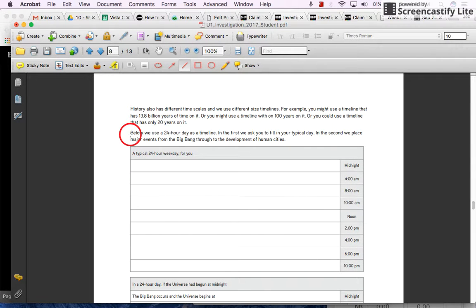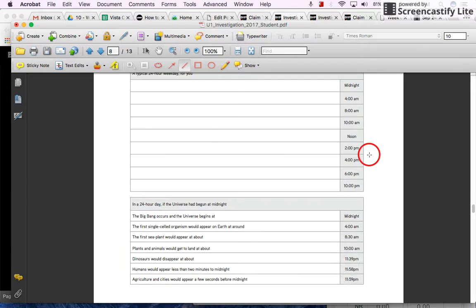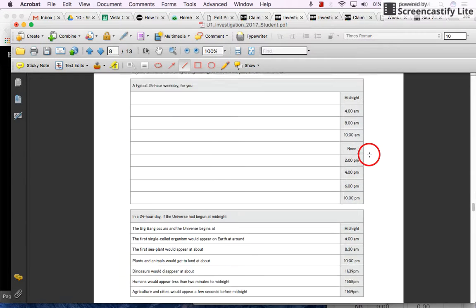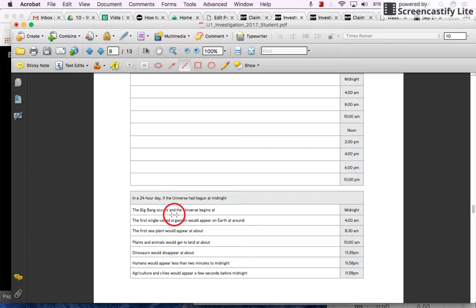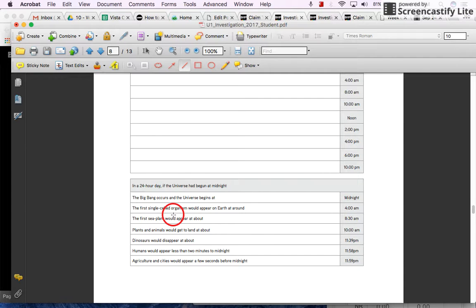This is saying below, we use a 24-hour day as a timeline. In the first, we ask you to fill in your typical day. In the second, we place major events from Big History through the development of human cities. So they've filled out this one, as though they're crunching the entire history of the universe into a 24-hour day.